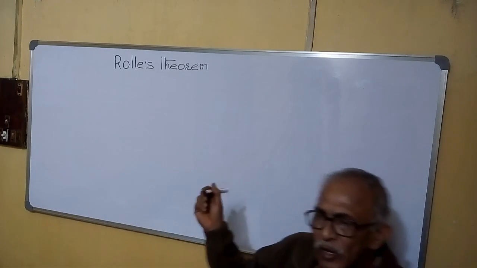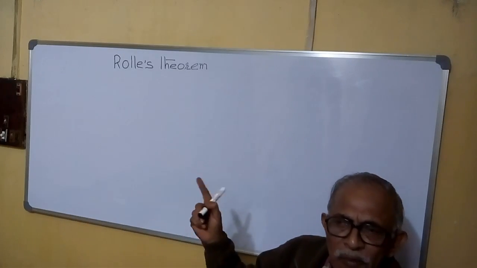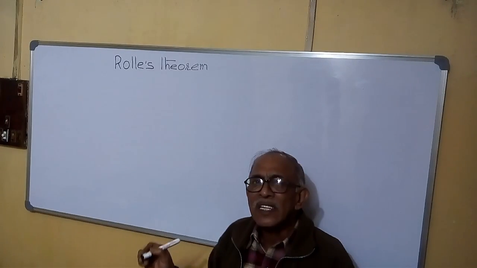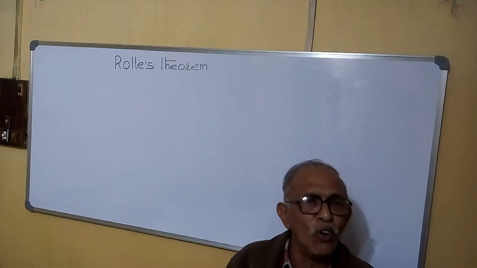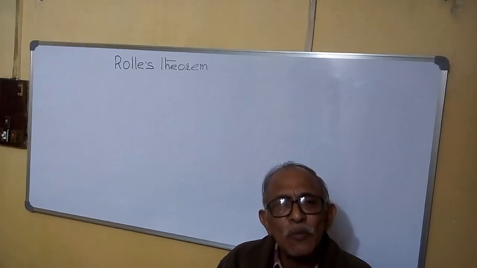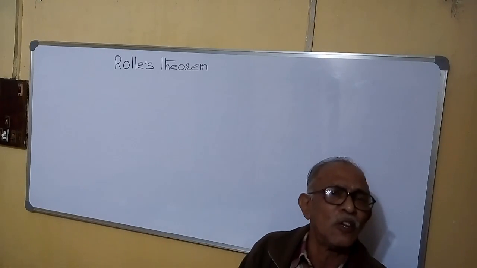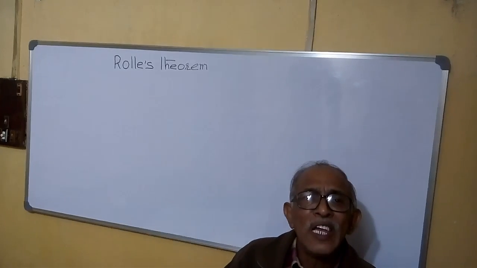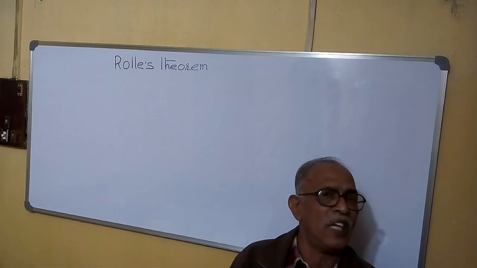Welcome. We are going to discuss Rolle's theorem in a different style, in a different explanation. What is Rolle's theorem? First I am saying it: if a function f(x) equals 0 has two consecutive real roots, then between these consecutive real roots there will be at least one real root of f'(x) equals 0, or there will be an odd number of real roots.